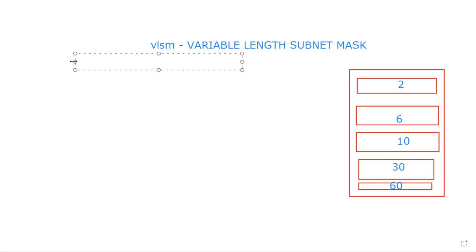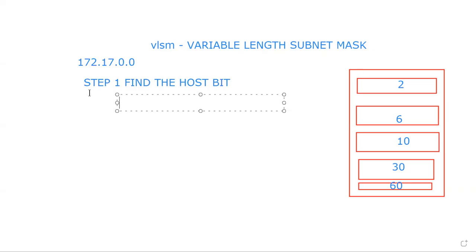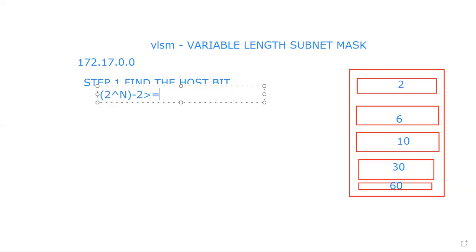Let me start. The given IP address is 172.17.0.0. Okay. Then start with our first step. Step 1. Find the host bit. Starting from the last floor, the ground floor: 2 to the power n subtract 2 is greater than or equal to 60.